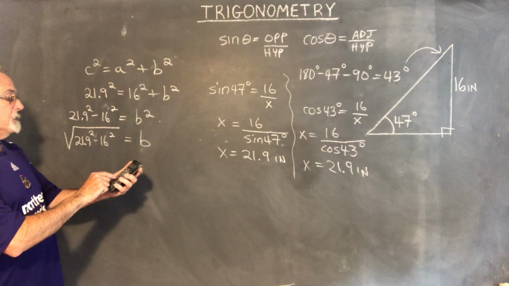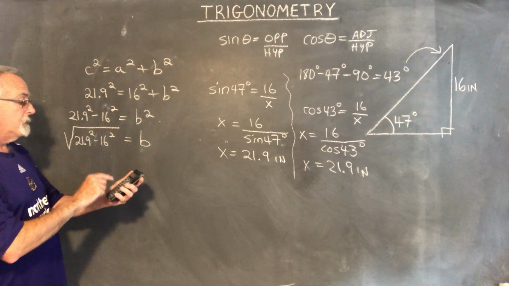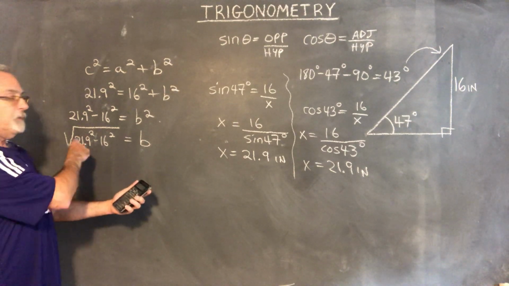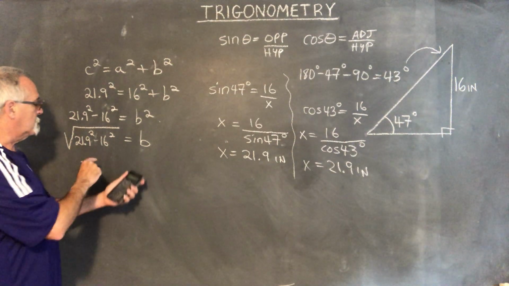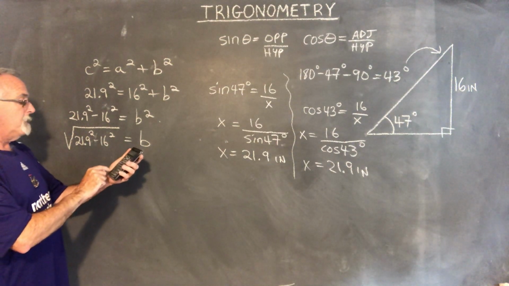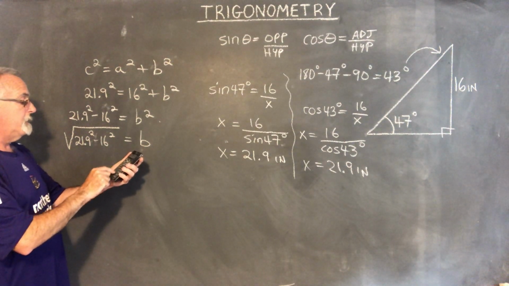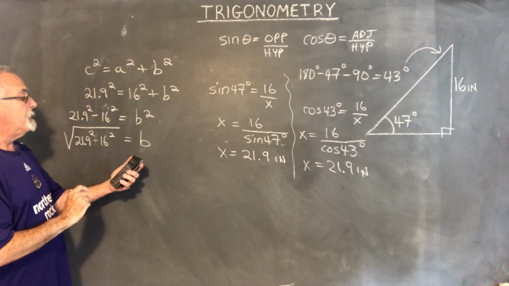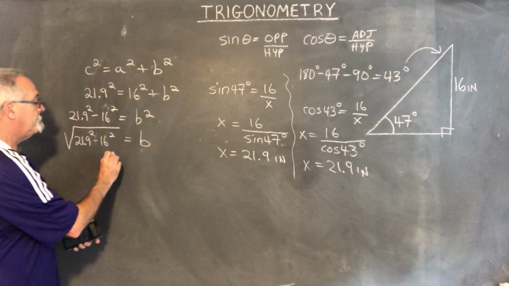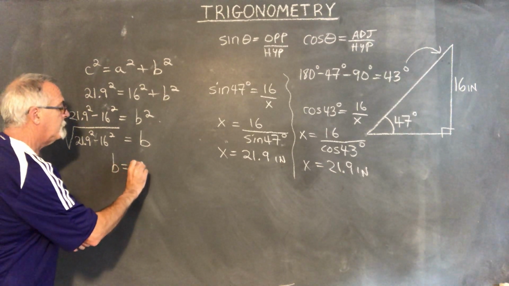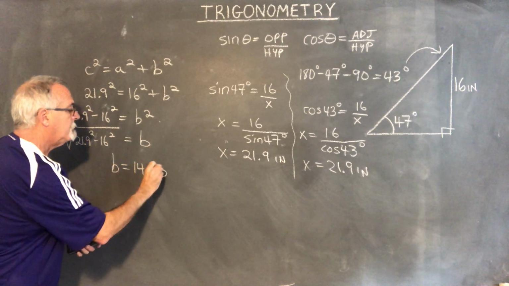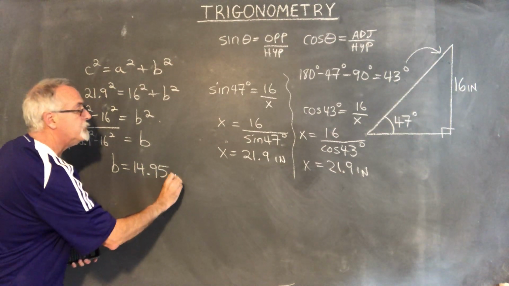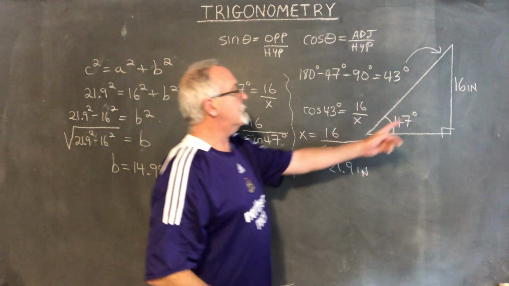So I am doing the square root. Where's my square root on this calculator? And then it's helpful to use the bracket keys. So the square root of, open bracket, 21.9 squared minus 16 squared, close bracket, equals 14.95. And that will, of course, be inches. So this is 16 inches.